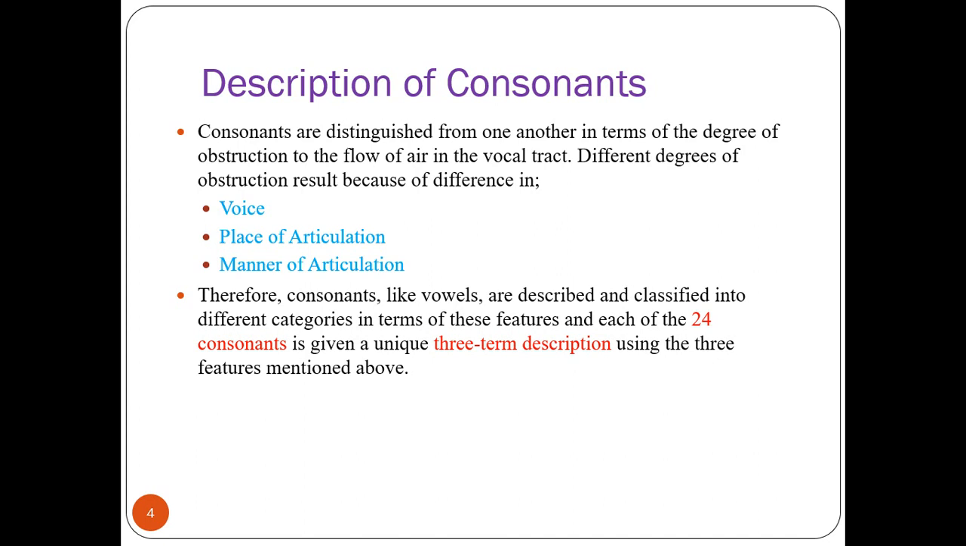And the second one is place of articulation. So what is place of articulation? We are discussing that too. But right now, I can say that place of articulation is basically about the articulators, which articulators are responsible for the production of certain speech sounds. And manner of articulation is basically the way they are produced. The manner, we will discuss too.